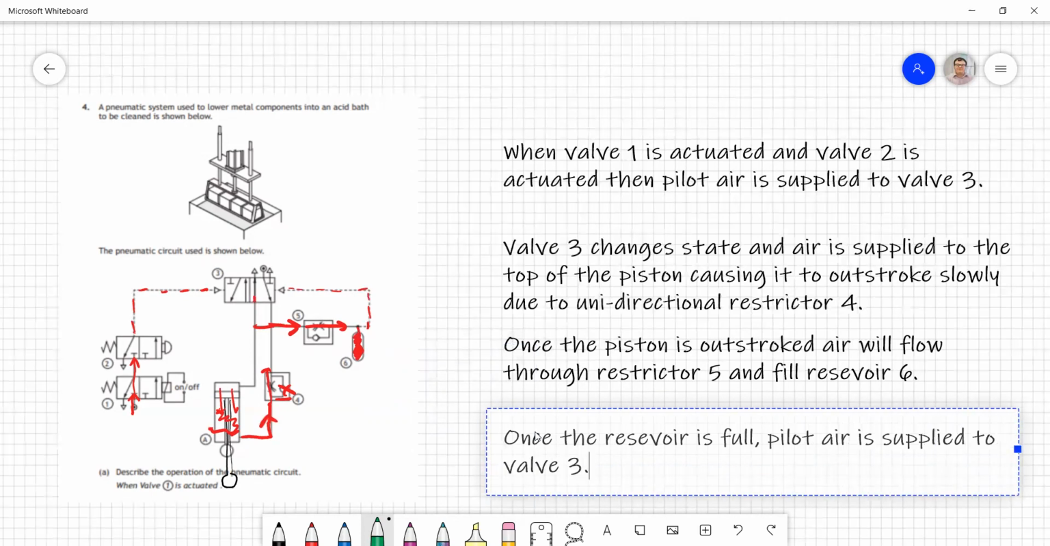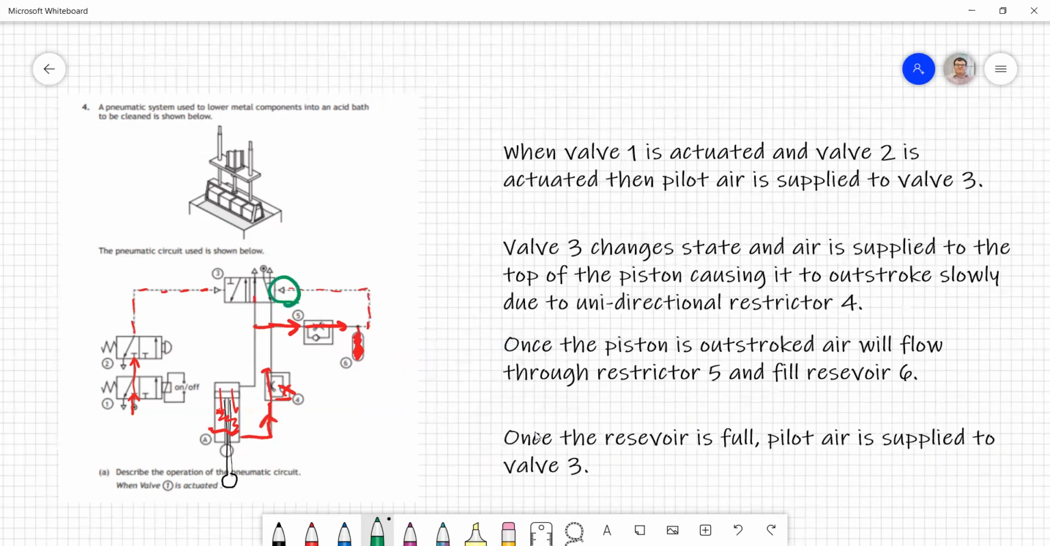Now, of course, it's been supplied to valve 3 from the other side. It's been supplied to valve 3 here. So what this is going to do is switch valve 3 back to its original state, which means air will now be supplied to the bottom of the cylinder, and it's going to cause the piston to instroke. So exactly where we started.